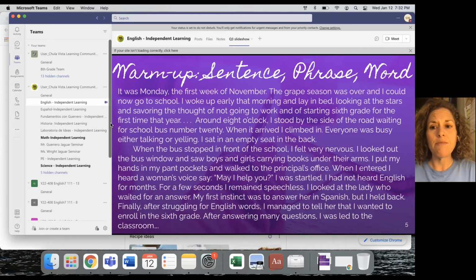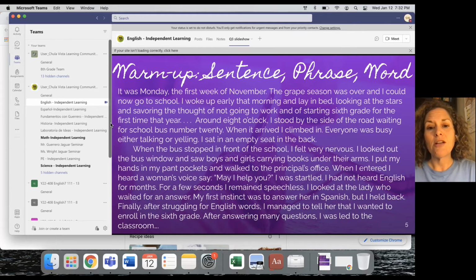When it arrived, I climbed in. Everyone was busy, either talking or yelling. I sat in an empty seat in the back. When the bus stopped in front of the school, I felt very nervous. I looked out the bus window and saw boys and girls carrying books under their arms. I put my hands in my pant pockets and walked to the principal's office.